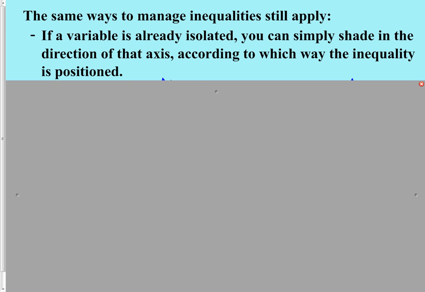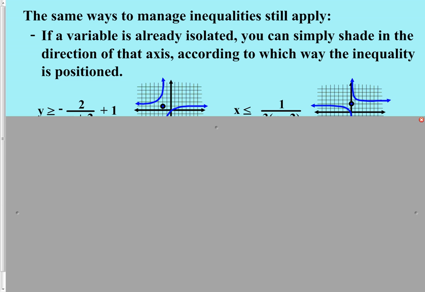If a variable is already isolated, an inequality is very easy to read. If it says y is less than the equation or the graph, then you shade to where y is smaller. That's downward. If the equation says y is larger than some graph, then you go to where the y values are larger. You shade upward. Same thing if it happens to be inversed. If it says x is smaller than the graph, then shade to the left because that's where the smaller values of x are. And if it says x is larger, then we shade to the right because that's where the largest values of x are. So if the variable is isolated, it's very easy to read an inequality.